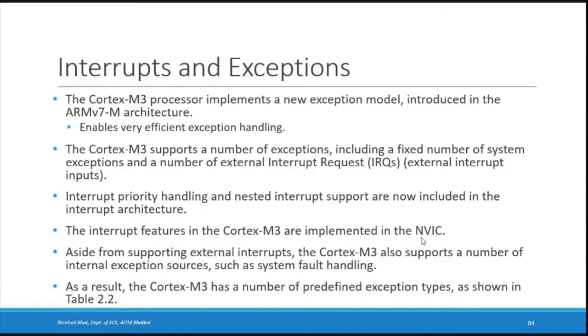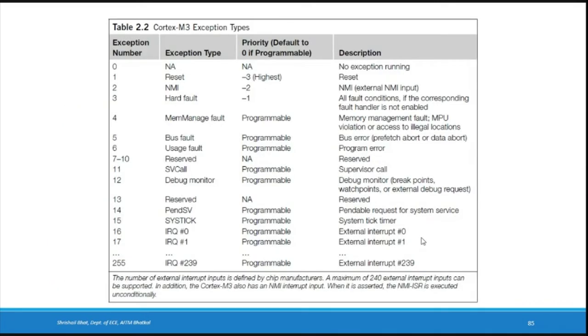Apart from supporting external interrupts, Cortex M3 also supports a number of internal exception sources, that is system exceptions like system fault handling. So there are a number of predefined exception types which is given in this particular table, and each exception will have a particular number. Based on an exception number, it will determine what type of exception it is, and you can set a priority to that particular exception. So exception number 0 means no exception has occurred or no exception is running. It's not applicable for exception type and priority.